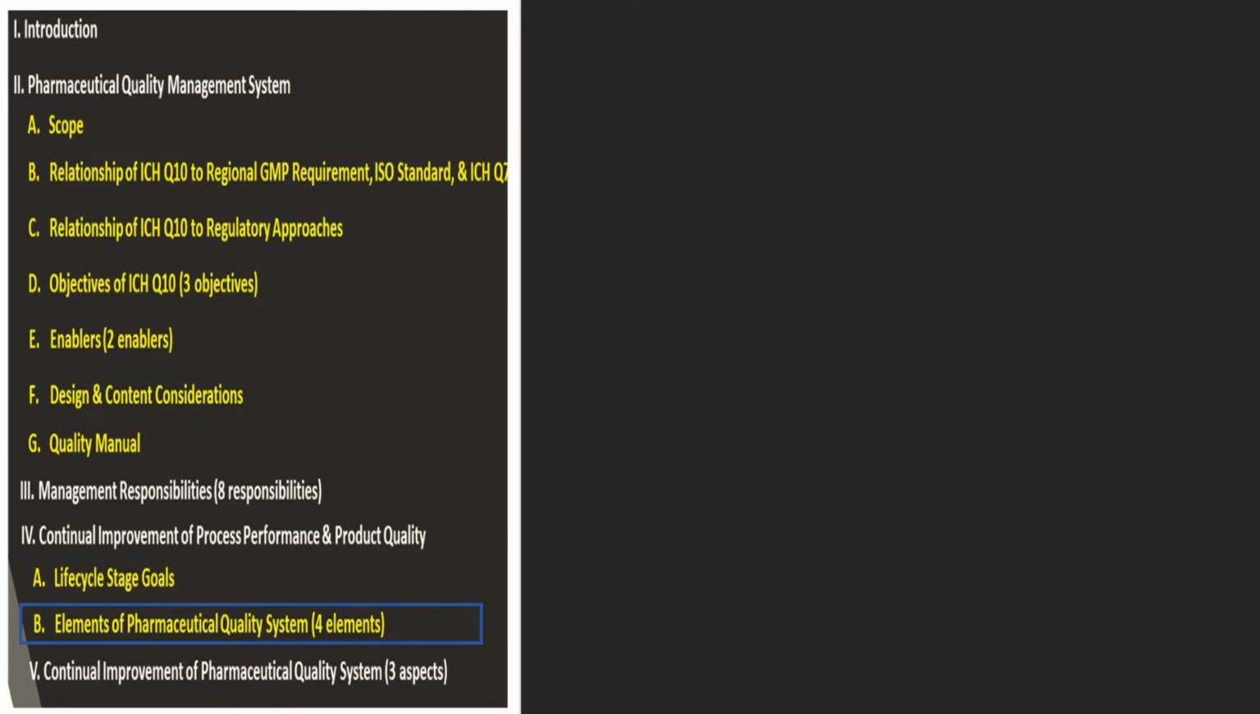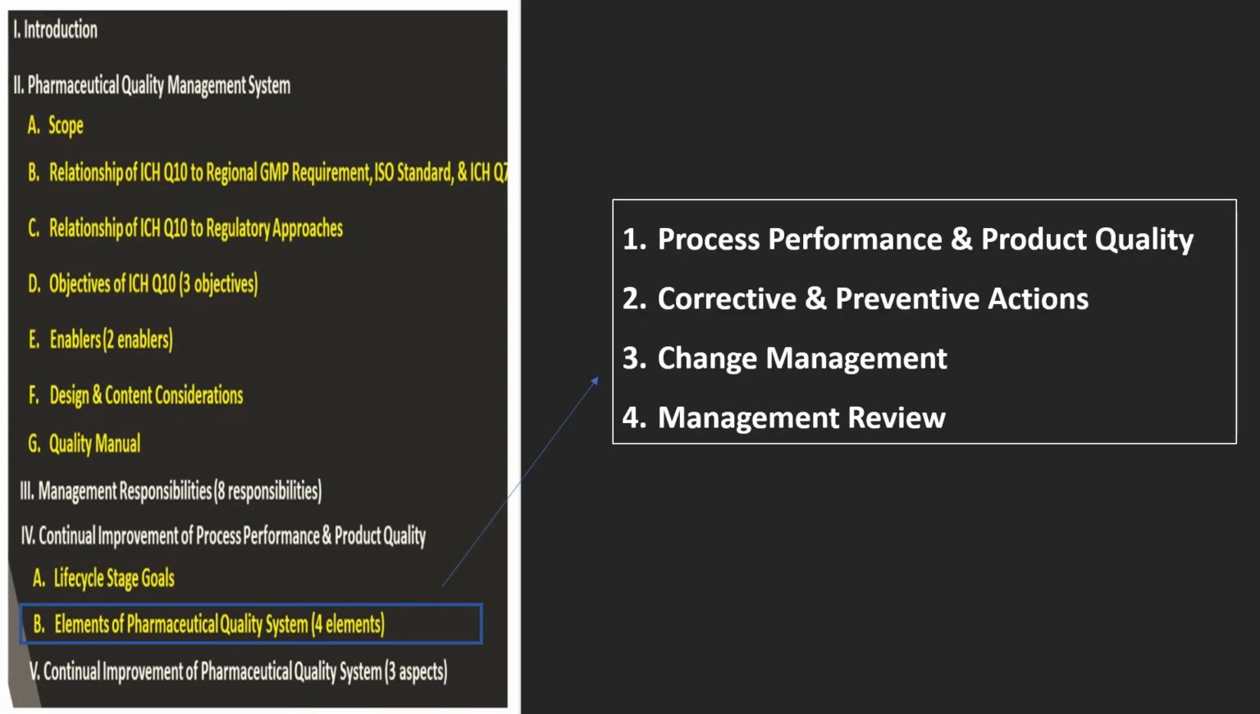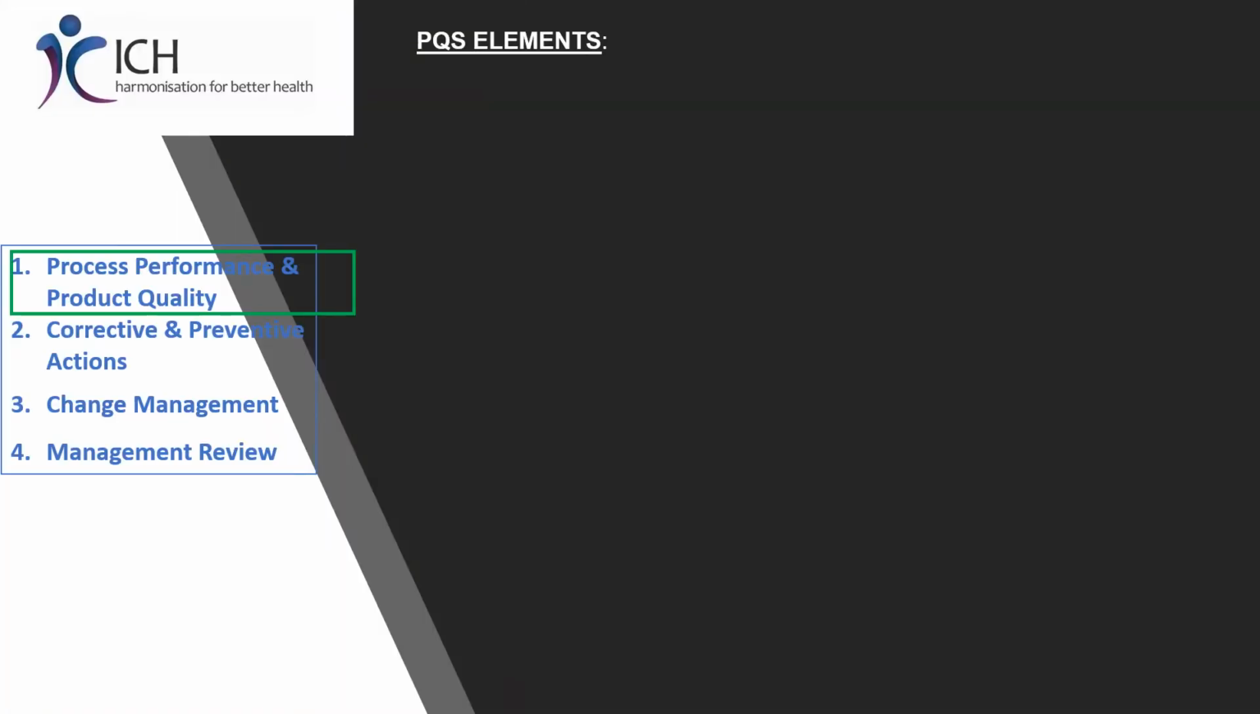Under this section, 4 important elements of the pharmaceutical quality system have been defined. And these 4 elements include the process performance and product quality, corrective and preventive actions, change management and management review. This is again a very important interview question where you can be asked what are the important elements of the pharmaceutical quality system or what important elements does ICH Q10 model define. So these are the 4. We'll see one by one in detail.